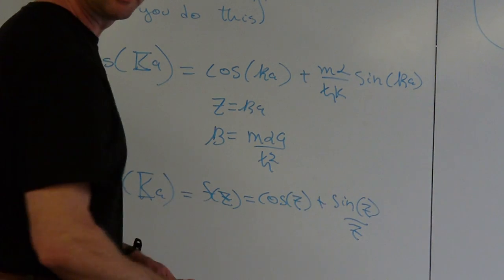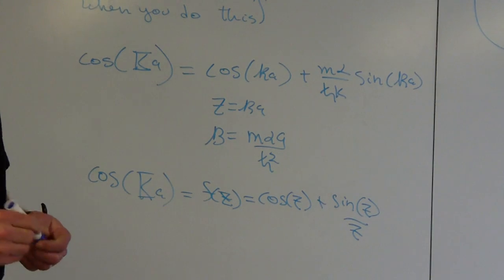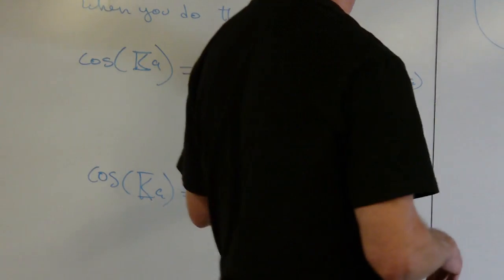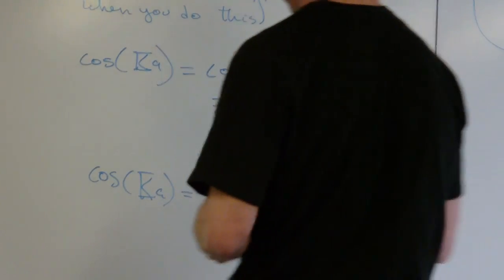Is that the same alpha from chapter 2? Yeah, it's the strength of the delta function. Yeah. So alpha has to do with the strength of the delta function.